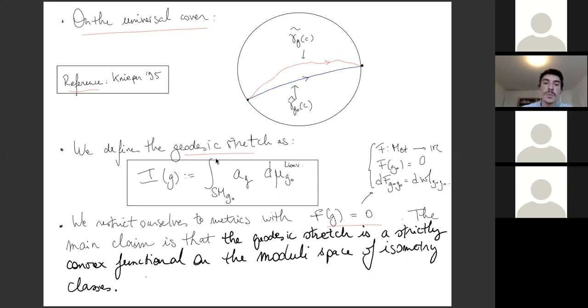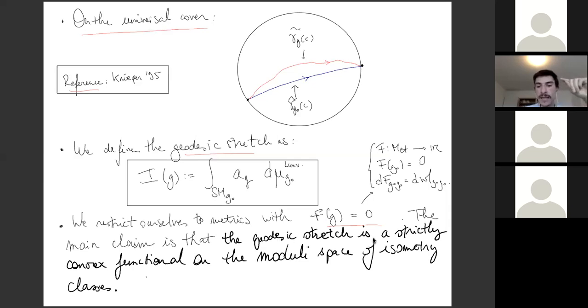It's nothing but the integral of AG, the infinitesimal stretch, with respect to the Liouville measure of the first metric, G0. And that's really the main claim of my talk: we're going to show that the geodesic stretch is a strictly convex functional on the moduli space of isometry classes. I will explain all the words in detail, but that's the thing on which everything relies.